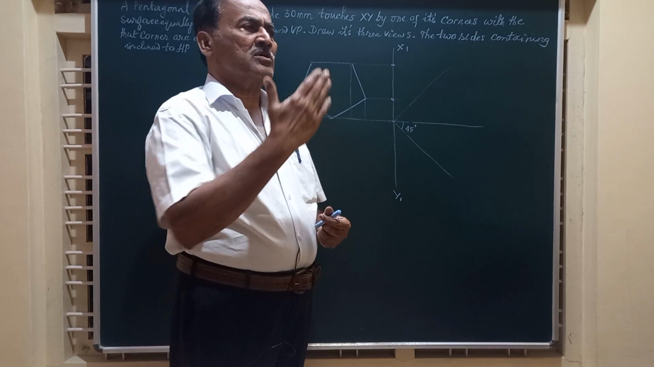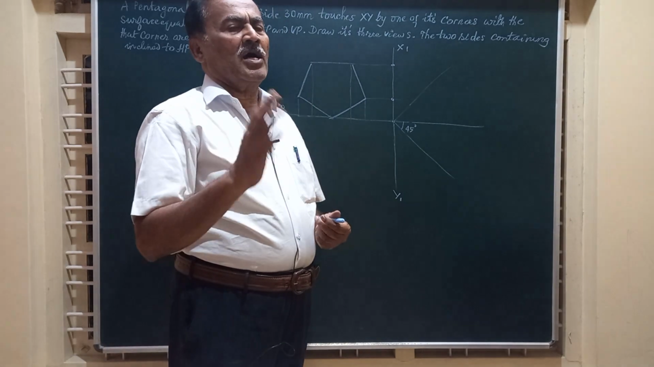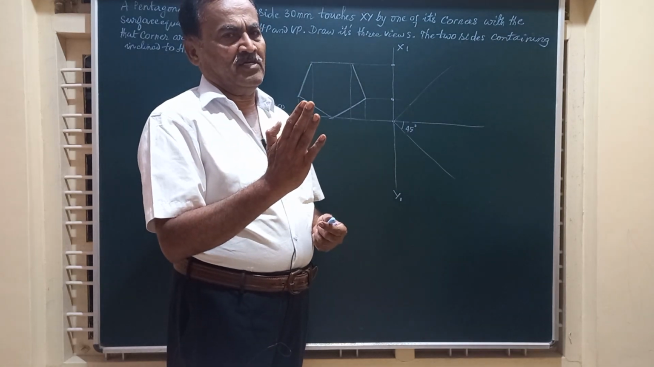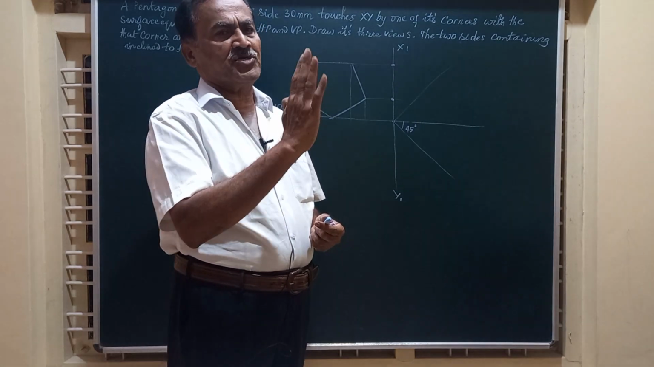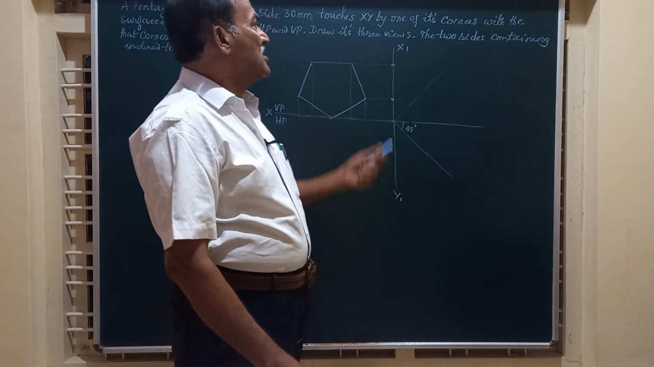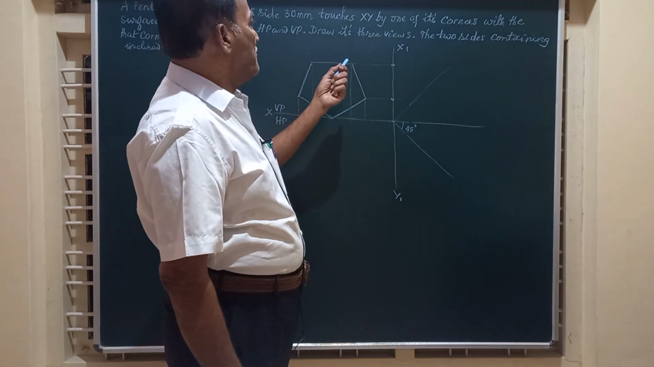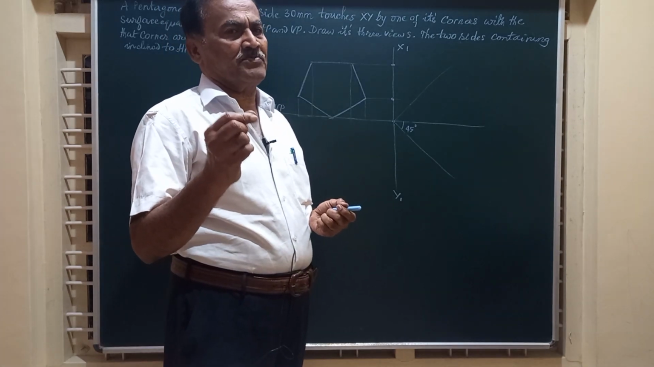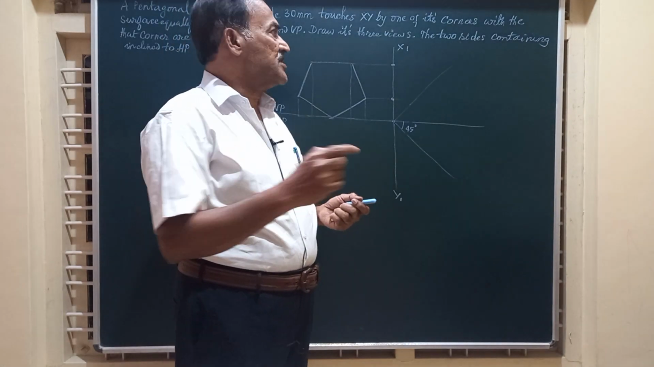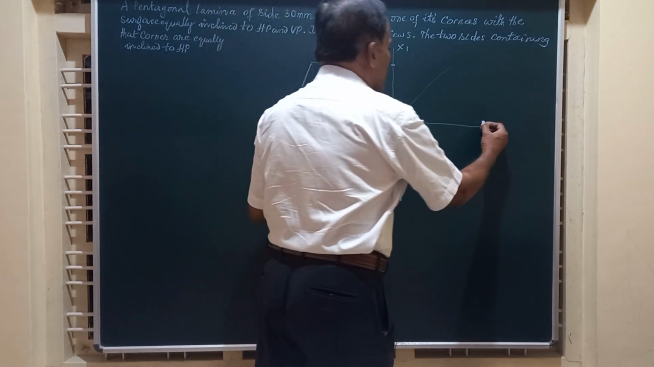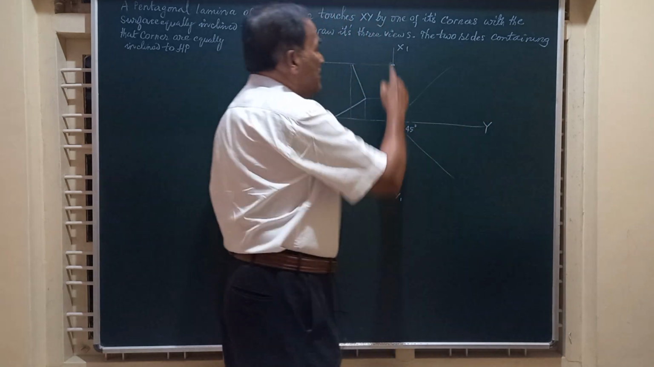Friends, in this video, I am going to work out the problem by a different method, that is, without changing the position of the solid. Let's see how to work out the problem. It is a pentagonal lamina. It has to rest on one of its corners on HP, that is, on the XY line, the line of intersection of VP and HP.